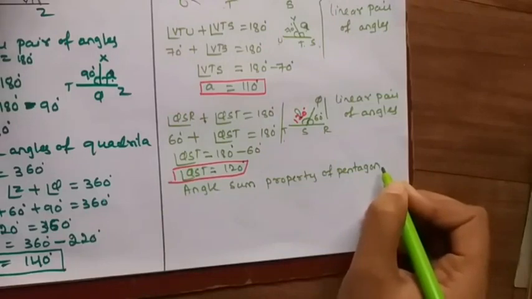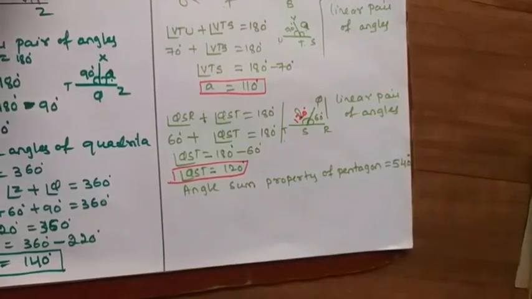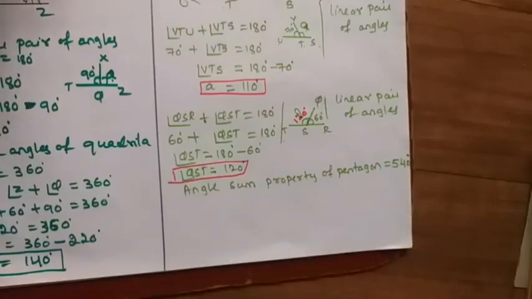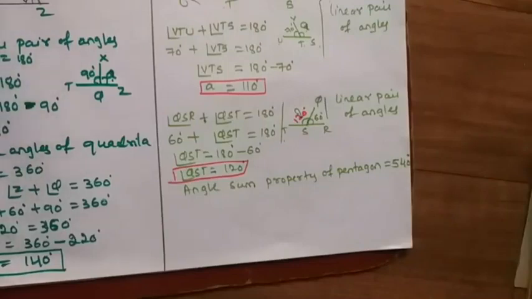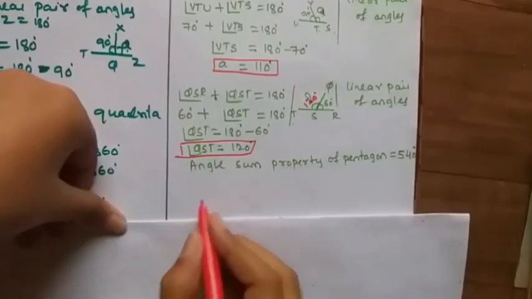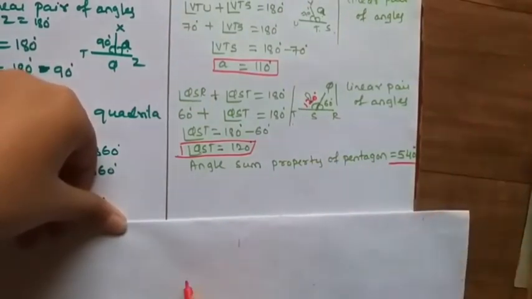Angle sum property of pentagon is equal to how much? 540 degree. How is it 540 degree? Here we know that we have a formula, angle sum property of polygon. Here angle sum property of pentagon is 540 degree. We said that. How is it possible? So we have to check that.